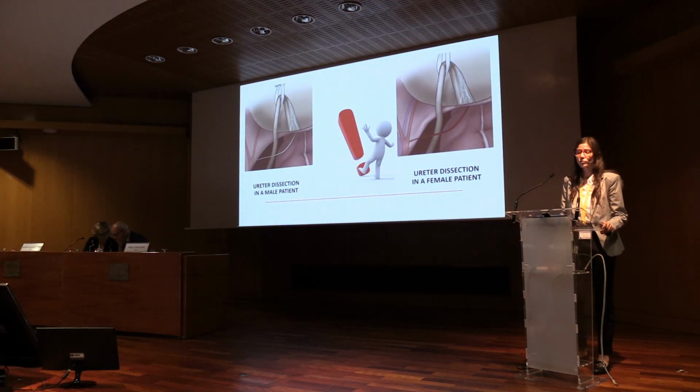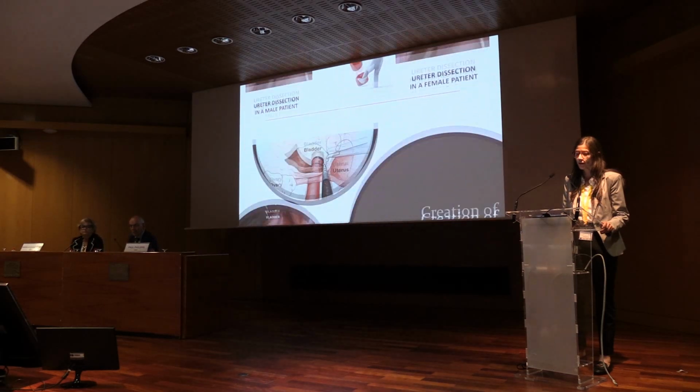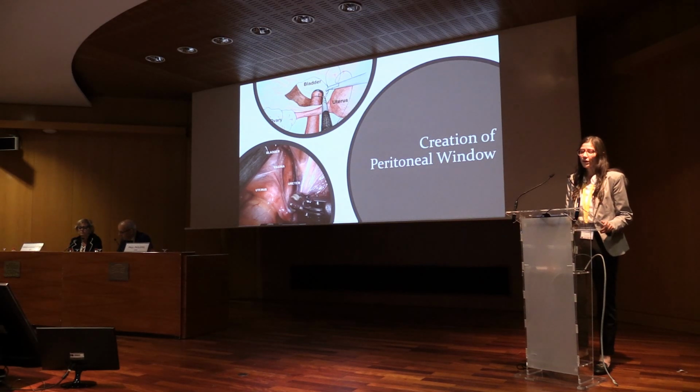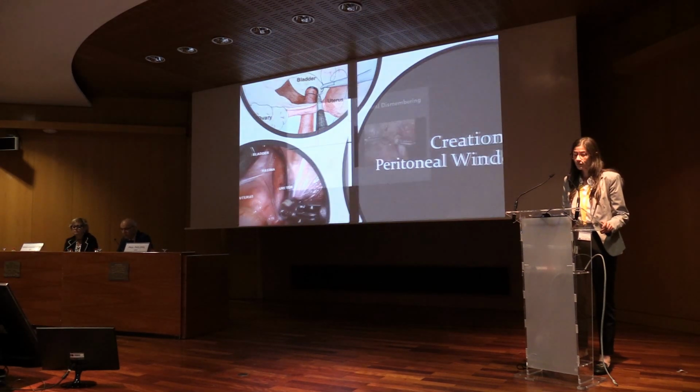Particular attention has to be paid during ureter dissection to the relationship with the vas deferens in boys and uterine vascularization in females. And it is important also to create an adequate peritoneal window, especially in girls, behind the broad ligament of the uterus, in order to allow an easy passage of the ureter.